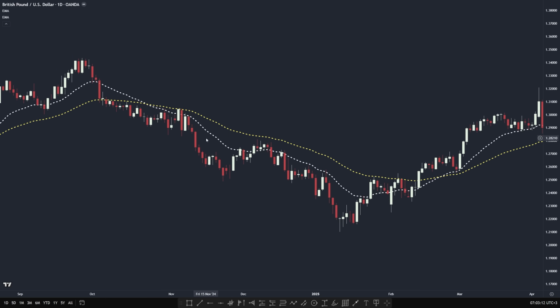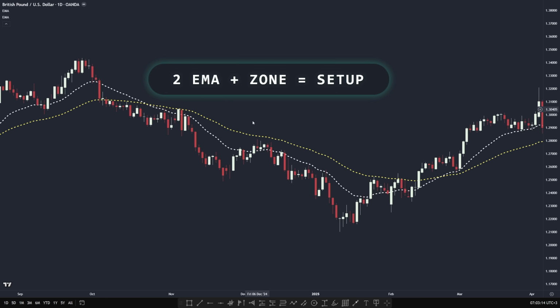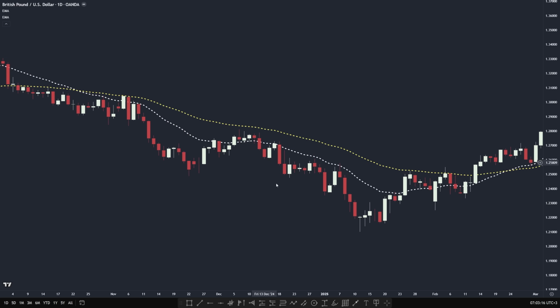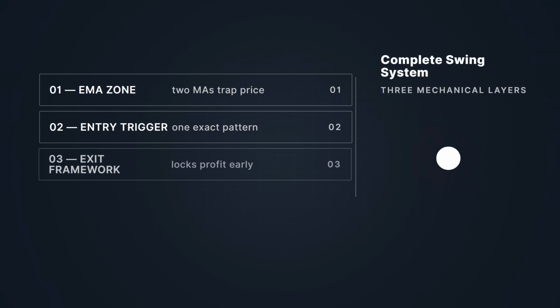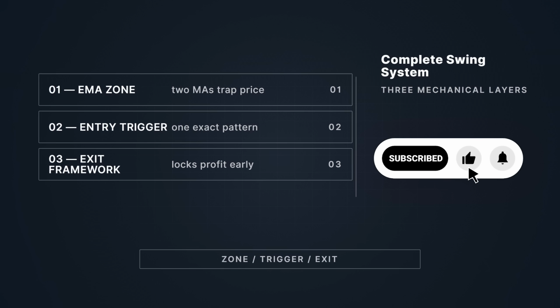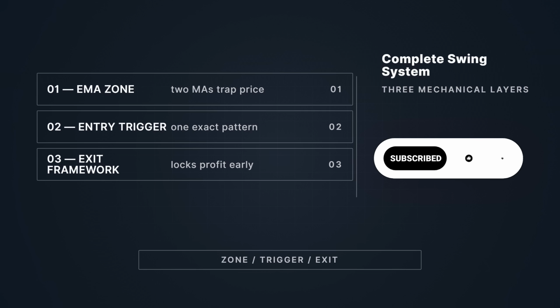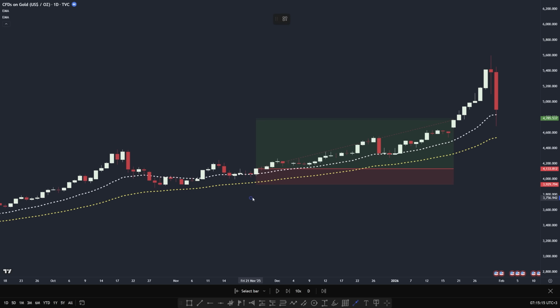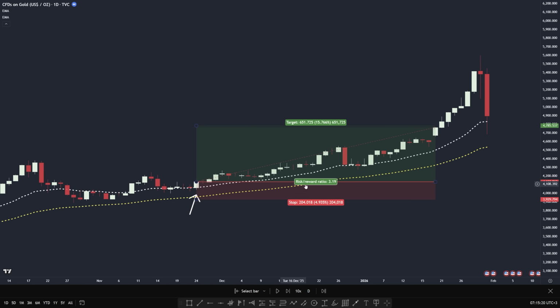It uses two specific moving averages to trap price inside a high-probability pullback zone. It gives you a yes or no entry trigger using one exact pattern, and it uses a mechanical exit framework that locks in profit early. Look at what happens when you combine these three things. This is a 3-hour trade on gold, caught with zero emotion, using the exact rules you are about to learn.